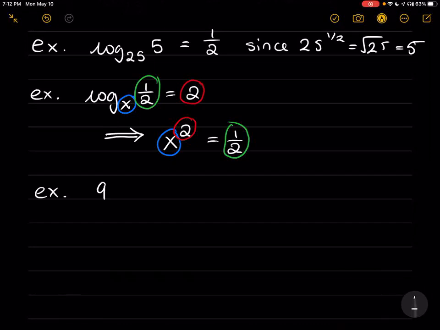So let's say we had 9 to some power y. Let's say that it was equal to like 37 or something. Okay, we want to write this in, or not exponential, sorry. It's already in exponential form. We want to write this in logarithm form. So we do log base, the base of the exponent, which is 9, applied to the thing on the other side of the equal sign, so 37, and that's equal to the power, which is y.